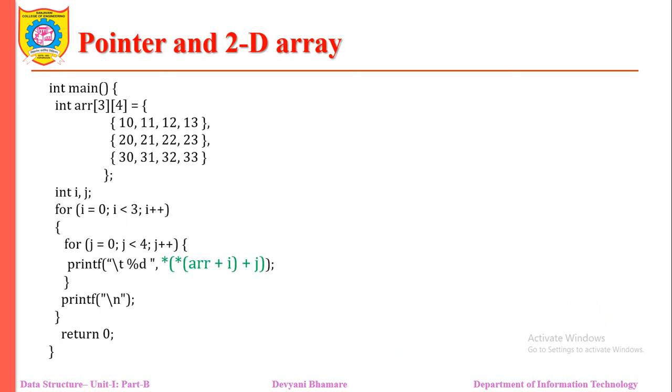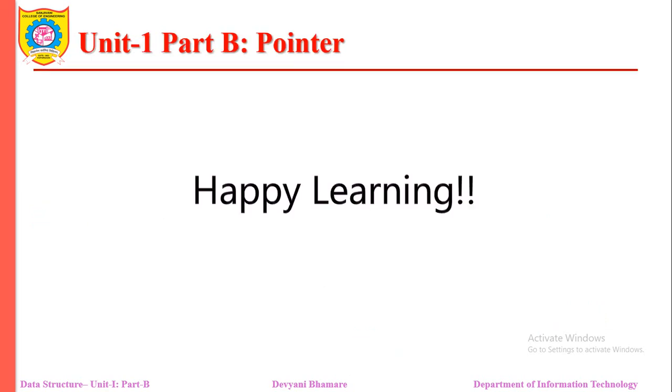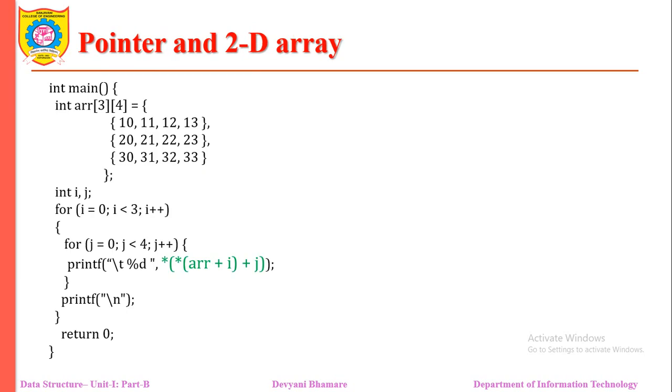So here is the program which will access the elements of the array, and it is displayed on the console. Here we are using the array name itself. We already saw that the array name itself works as a pointer. So when we say array plus i, it is pointing to that specific row. When we say asterisk array plus i, it points to the first element of that row. And when we say array plus i plus j, it is pointing to the jth element. And we added this asterisk. This indicates that we are getting that specific element.